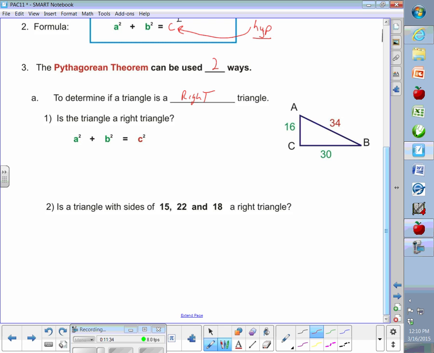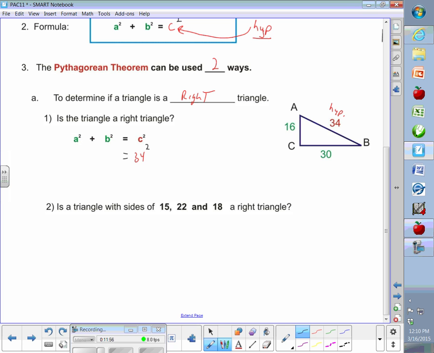Now, please note, you have to use the hypotenuse in c. And remember, the hypotenuse is the longest side, so which one's the hypotenuse? It's got to be the 34. So the 34 has to go in for c. And remember, you're squaring it, right?